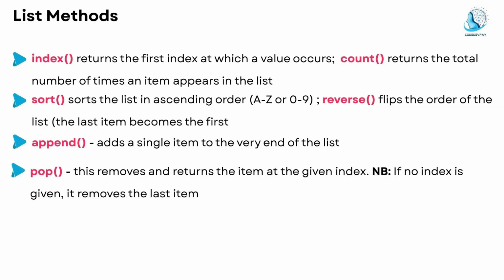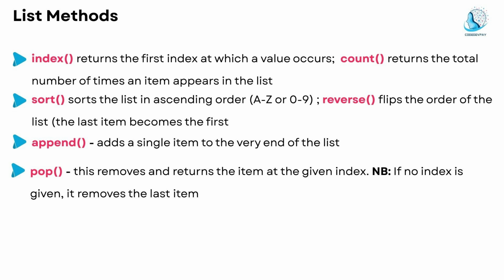Let's look at some of the list methods. First, we have index, which returns the first index at which an element or a value occurs. We also have count, which returns the number of times an element or an item appears in a list. We also have sort and reverse. The sort arranges the list items in ascending order. The reverse also flips the order of the list.